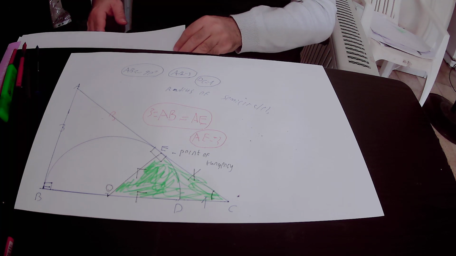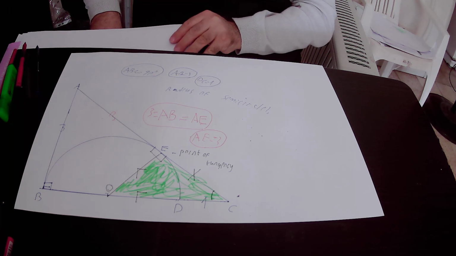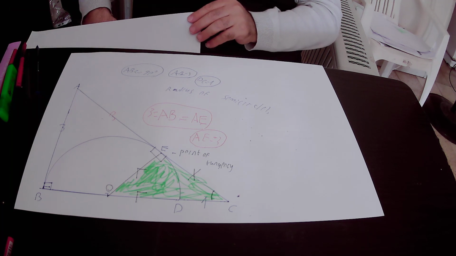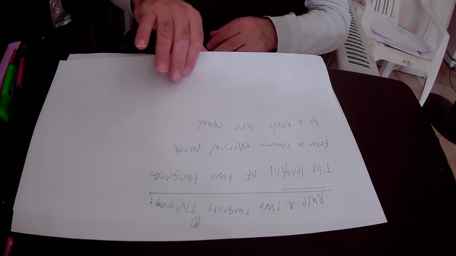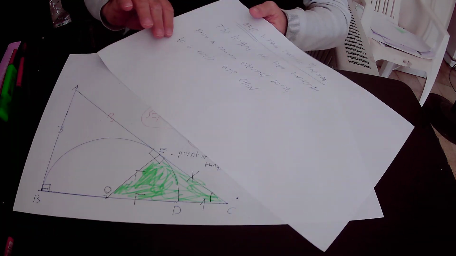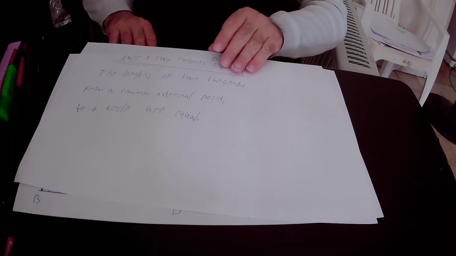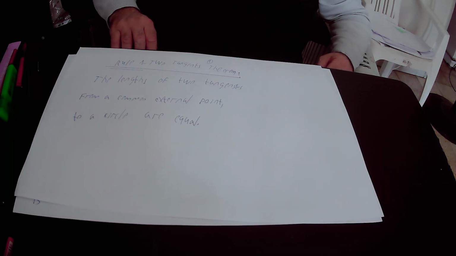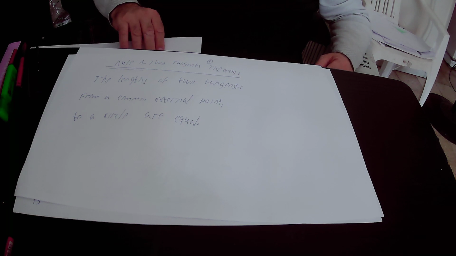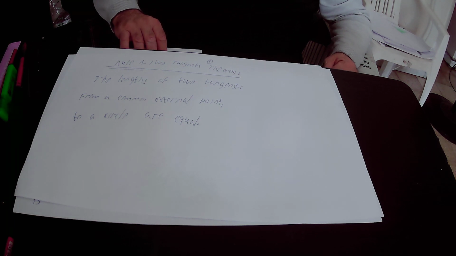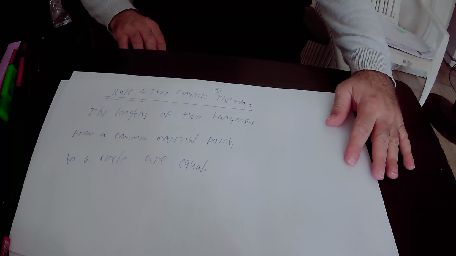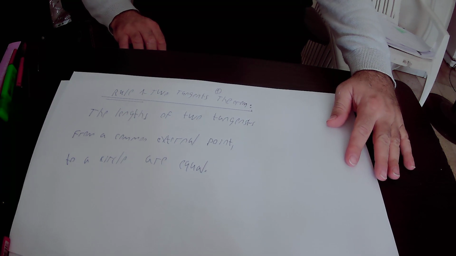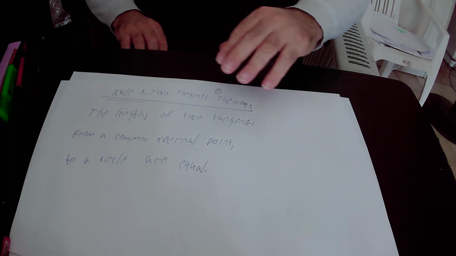So, in the first step, I presented to you rule number 1. According to rule number 1 of the two tangents theorem, the lengths of two tangents from a common external point to a circle are equal.